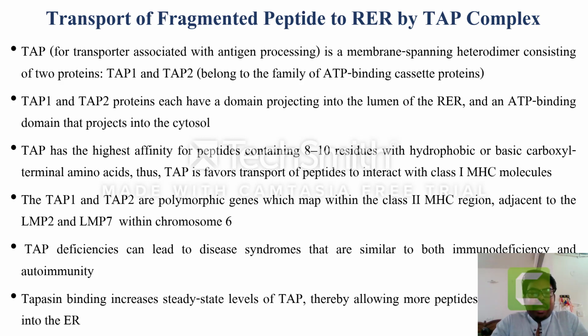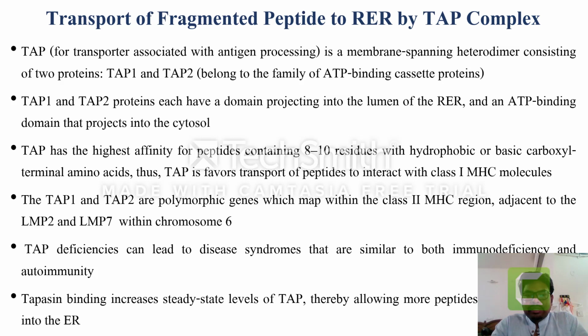Okay? So TAP1 and TAP2 proteins each have a domain projecting inside the lumen of the rough endoplasmic reticulum and an ATP binding domain projecting towards the cytosolic region, towards the cytosol. Now, TAP has the highest affinity for peptides containing 8 to 10 amino acid residues, and this size of peptide is also suitable for fitting in the pit of class 1 MHC molecules, right? Also, TAP favors the transport of peptides having hydrophobic or basic carboxyl terminal amino acid residues, right?